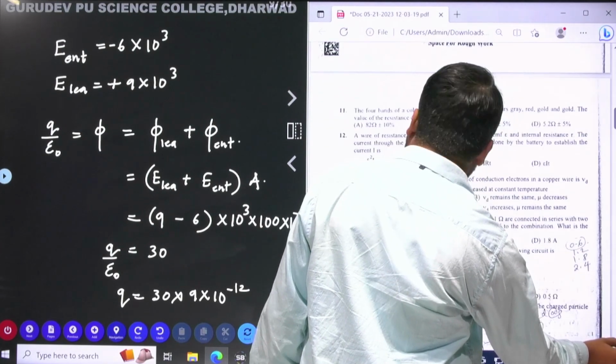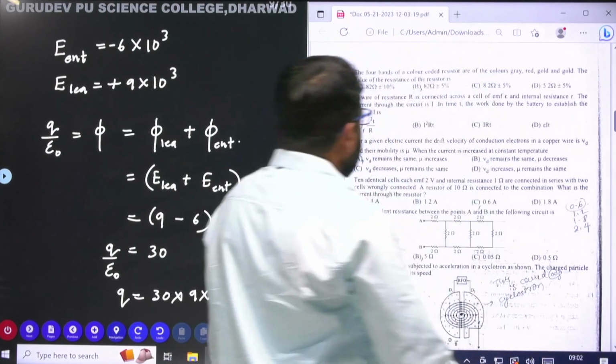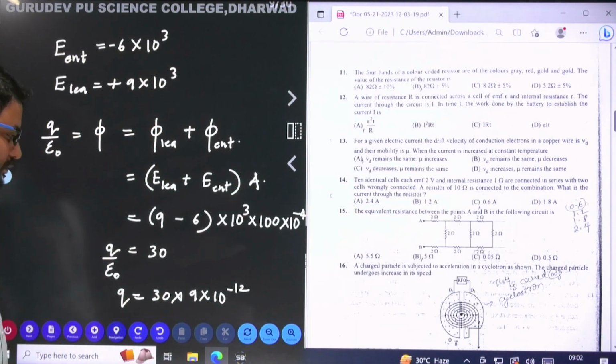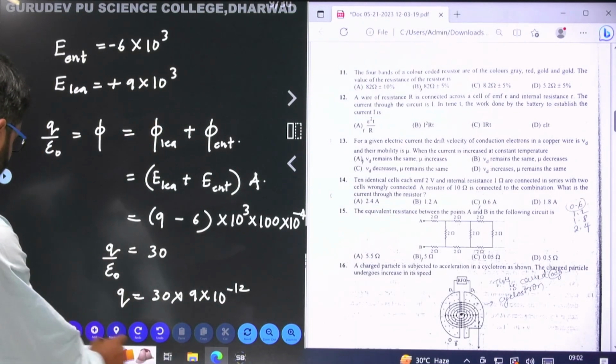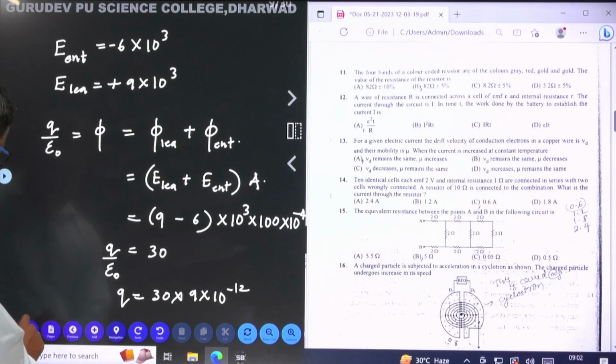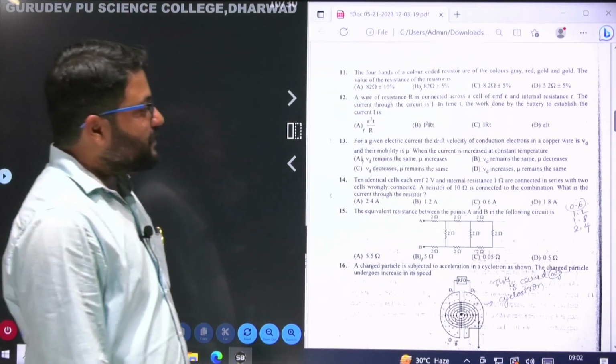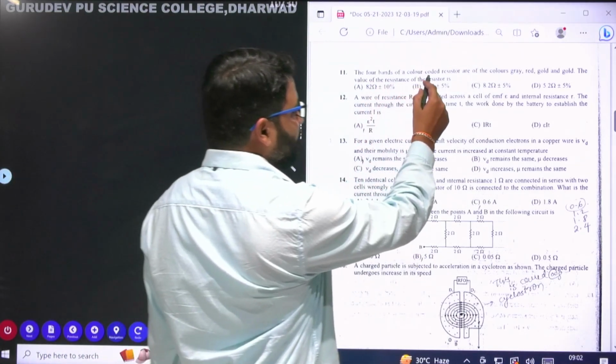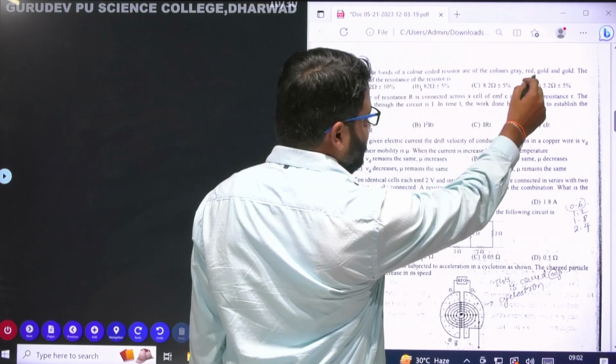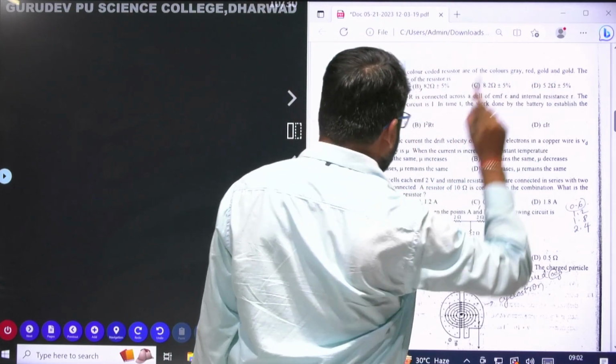So the next question is on resistors. This time 2 questions are asked on resistor concepts, especially on color coding. What's asked in this question is, they have asked 4 bands of color coded resistors. So they have given gray, red, gold, gold.